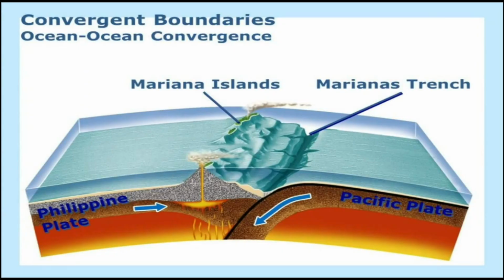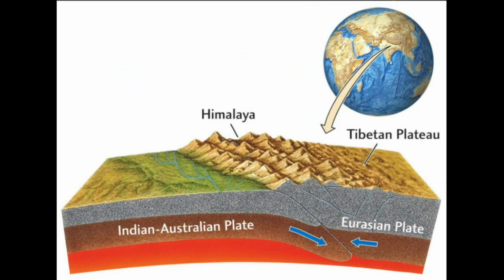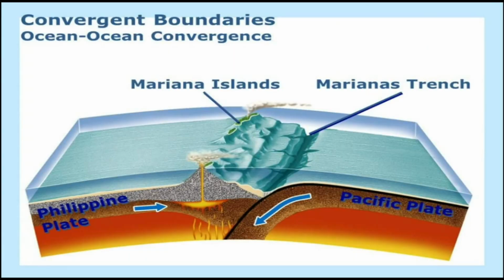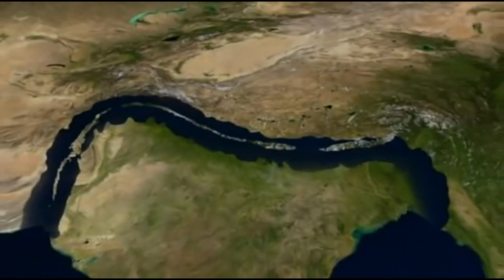The second plate boundary is called convergent plate boundary, whereof three types exist: convergence between two oceanic plates, convergence between oceanic and continental plate, and convergence between two continental plates. When two oceanic plates collide, it creates an oceanic trench and a volcanic island arc. The best example is the Mariana Trench.